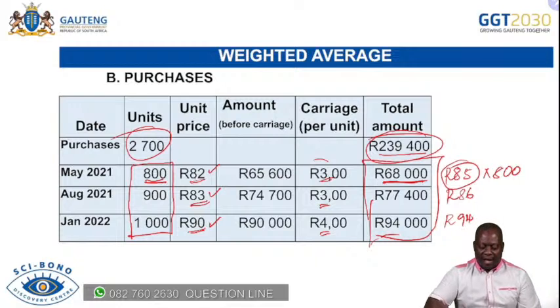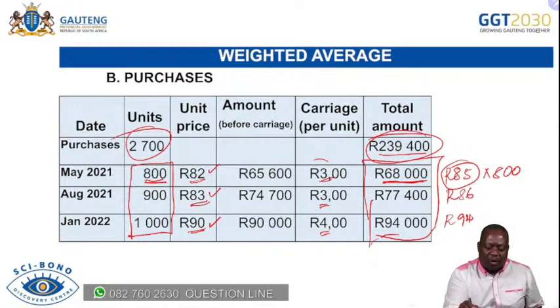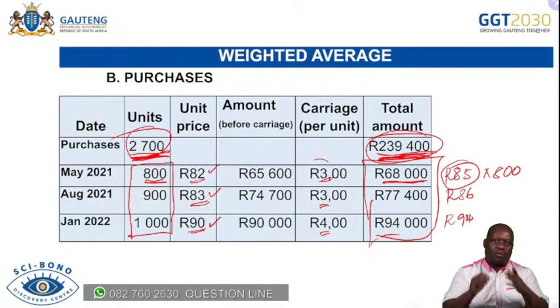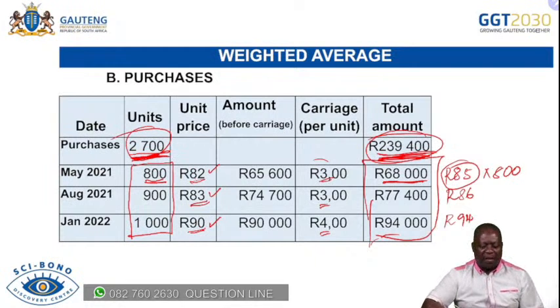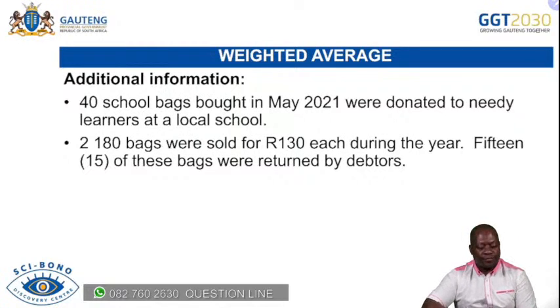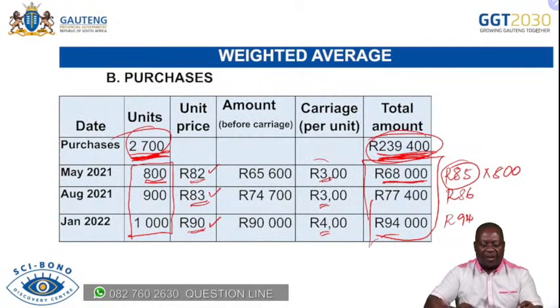Now we want to use this information to find our value of closing stock. Remember, it's going to be value on top and the number of units at the bottom. So we are going to need this value on top and this number of units at the bottom. Let's check if there is anything else they are saying. On additional information, 40 school bags bought in May. They are specifying exactly when they were bought. In May, and our May is the first batch.